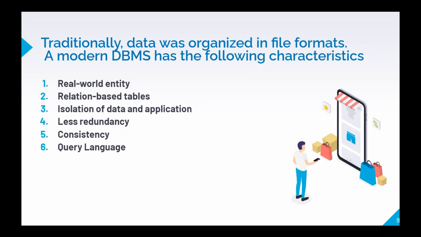So traditionally, data was organized in file formats. A modern DBMS has the following characteristics. So number one, real-world entity. Okay. Number two, relation-based tables. Number three, isolation of data and applications. Number four, less redundancy. Number five, consistency. Number six, query language. Okay, so let's go back to number one.